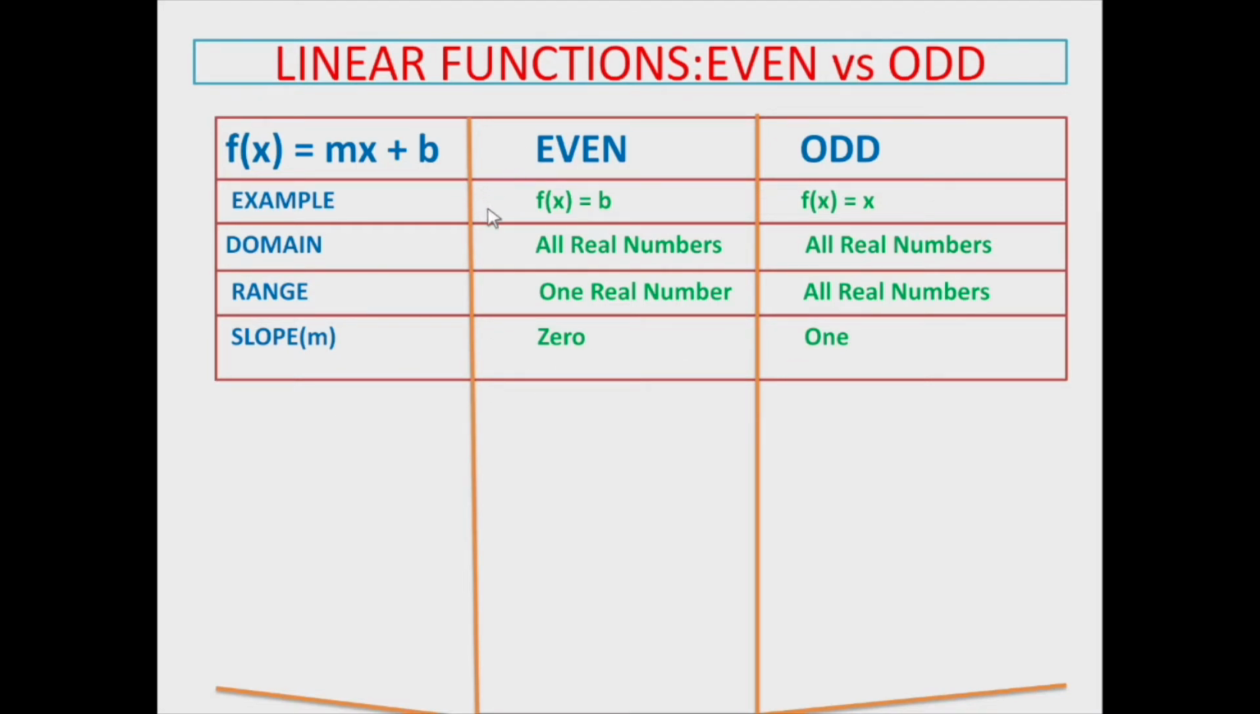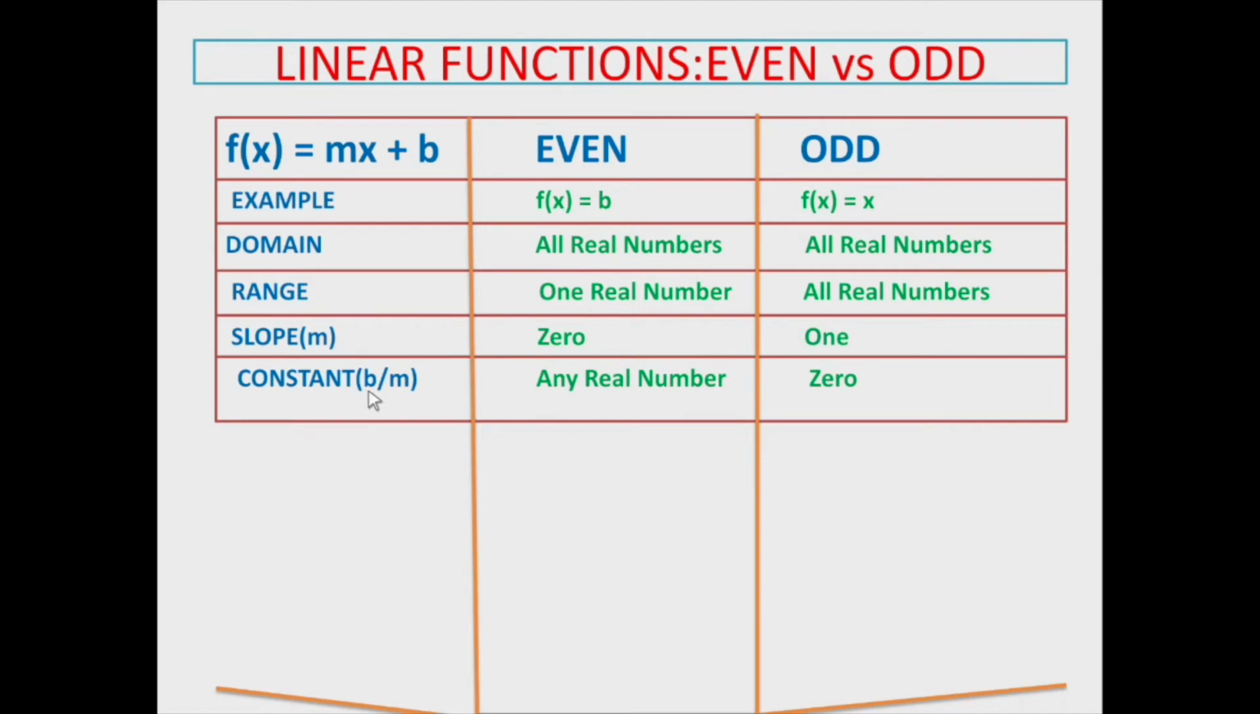Why? Because the example is f of x is equal to b, so that's why the slope is 0. But when you go to the odd, the example is f of x is equal to x. There is an x, which means that there is one slope, the constant b or m. The constant for even is all real numbers, and the constant for odd is 0.